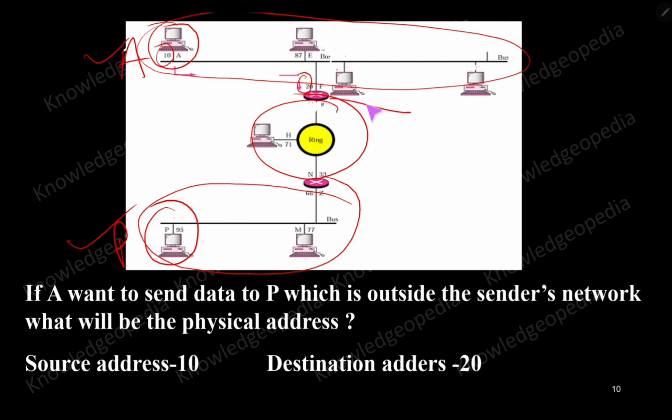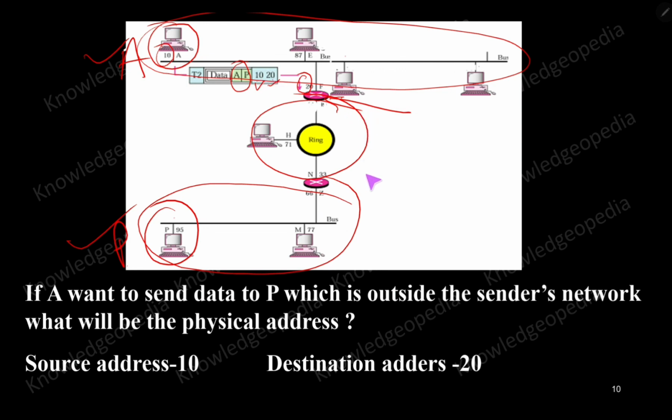This device is called a router. This router is connected to the upper network with address 20. This is the physical address of this device. So the destination address will be 20. That's how we see 10 and 20 for A and P. So the source address is 10, and the destination address is 20.